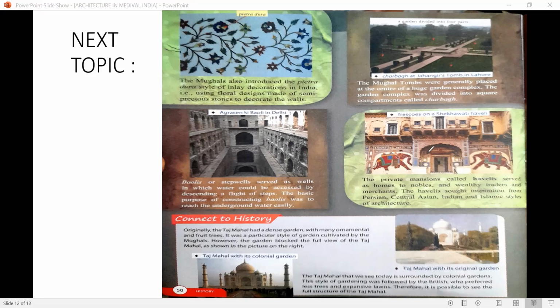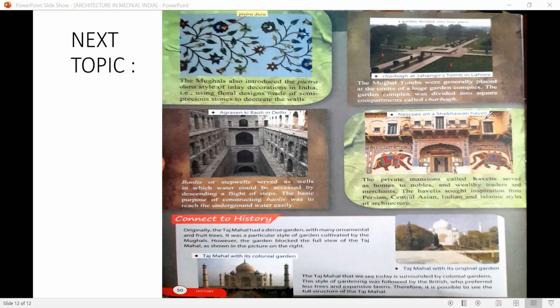And if we discuss the Shekhawati Haveli, we have also discussed the Indo-Islamic architecture. Over there, Havelis are also present. So you can read this topic from my slide and learn this topic too. In this topic, it is written that Havelis are private mansions. They served as homes to the nobles and wealthy traders.